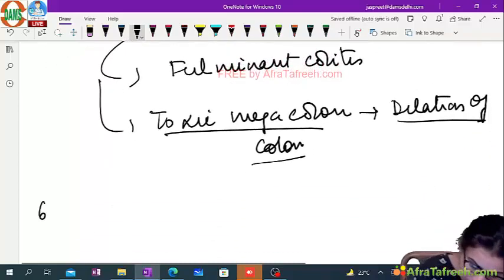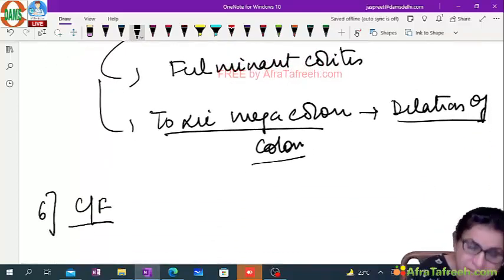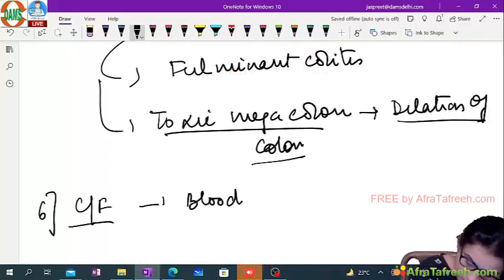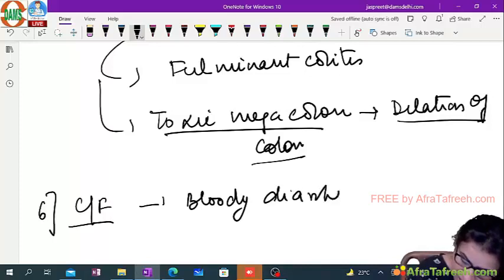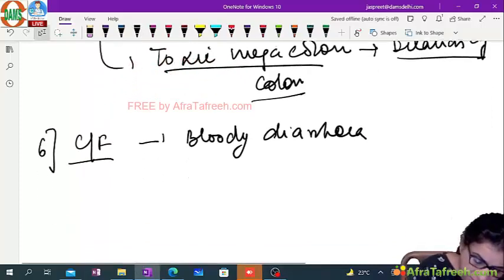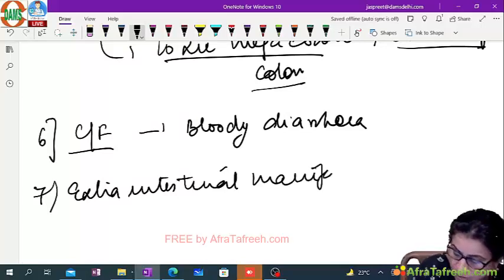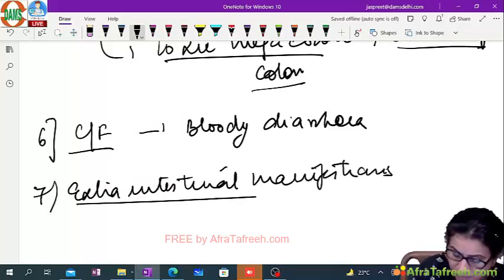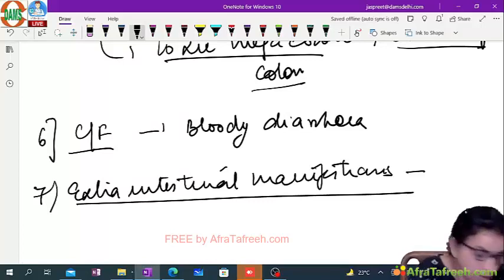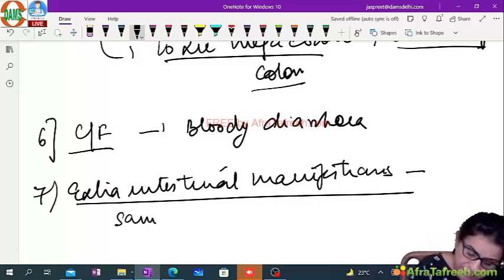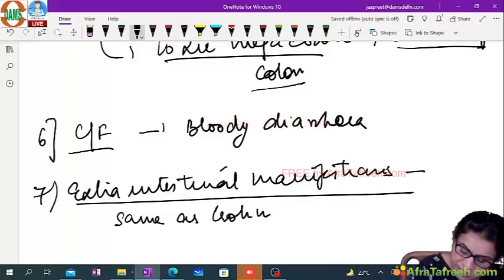That is fifth. Sixth, the clinical feature in intestinal manifestation that the patient will have is bloody diarrhea. And seventh, extraintestinal manifestations. They are the same as Crohn's. The ones which we wrote in Crohn's, like rash, eye inflammation, oral ulcers, and arthritis, can all be seen here also.